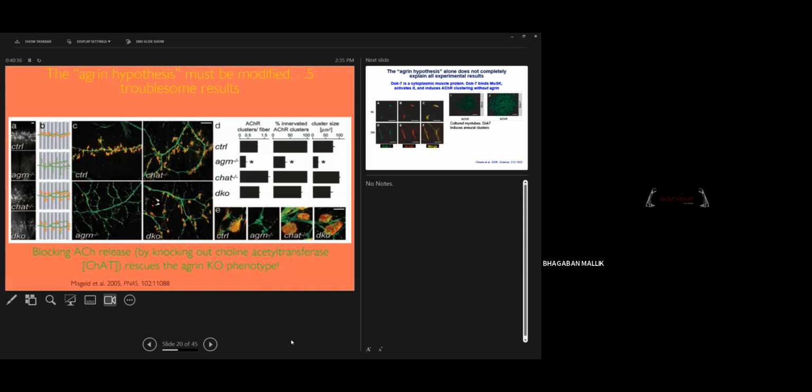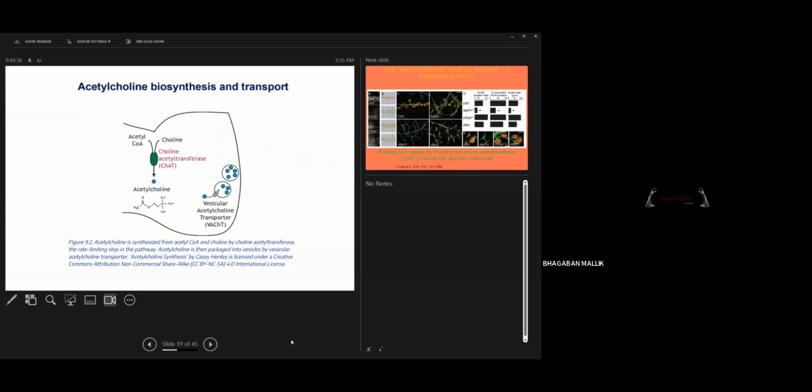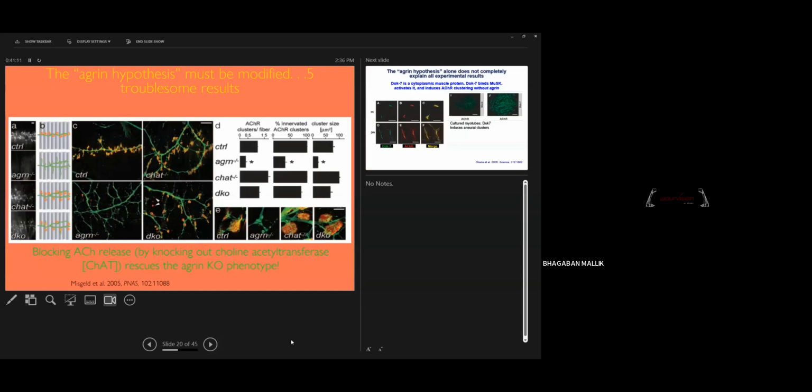That is CHAT. In the previous slide I talked about CHAT, the choline acetyltransferase enzyme. When you don't have this enzyme, you don't have formation of acetylcholine, so acetylcholine will not be released. That means you do not have activation of the postsynaptic receptor. The postsynaptic receptor actually clusters depending upon the signal from the acetylcholine. So you need the acetylcholine so that you have more clustering of the postsynaptic receptor. When they knock out CHAT, that means you don't have synthesis.